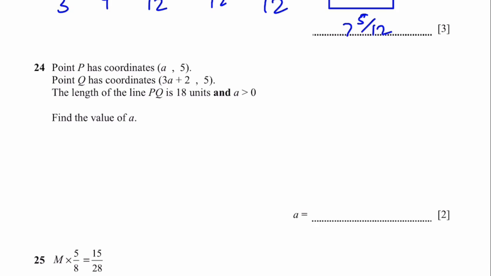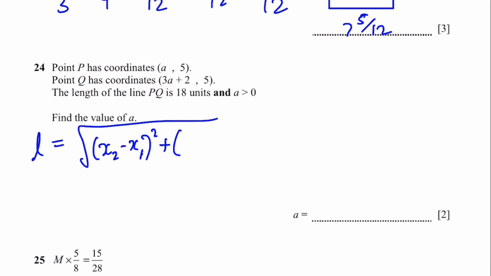Question 24. Point P has coordinates a, 5. Point Q has coordinates 3a plus 2, 5. The length of line PQ is 18 units and a is greater than 0. Find the value of a. So the length of a line, I'll write as L, is equal to the square root of x2 minus x1 the whole squared plus y2 minus y1 the whole squared, and that's equal to 18 units.